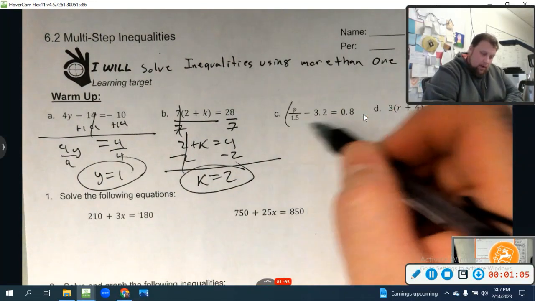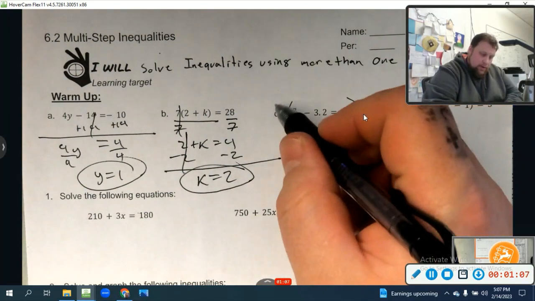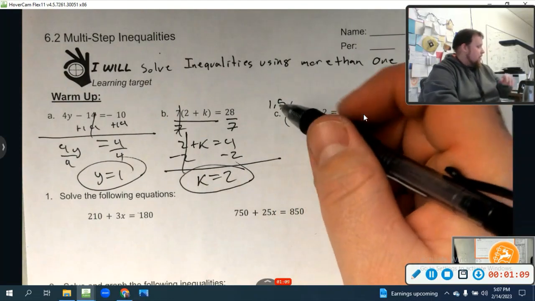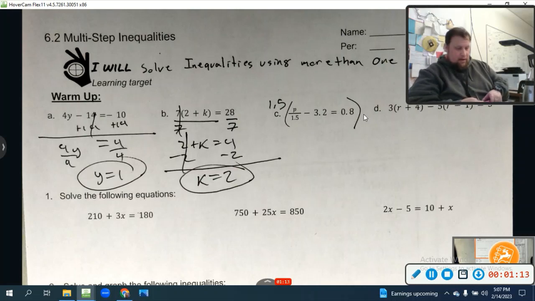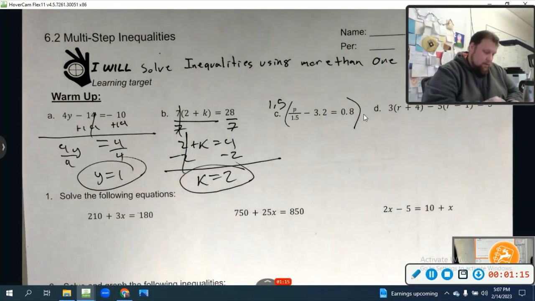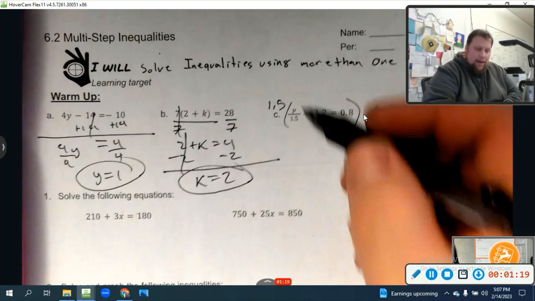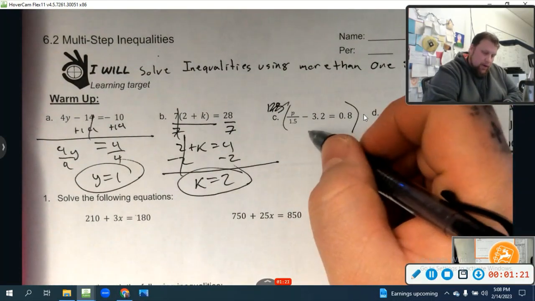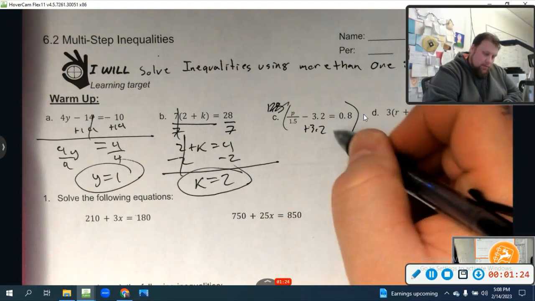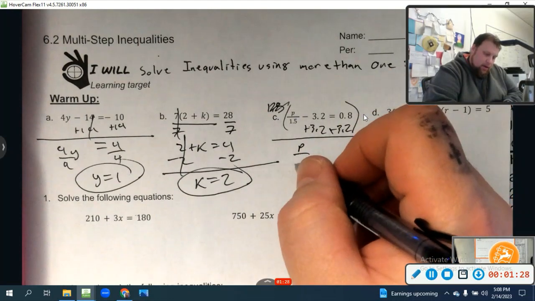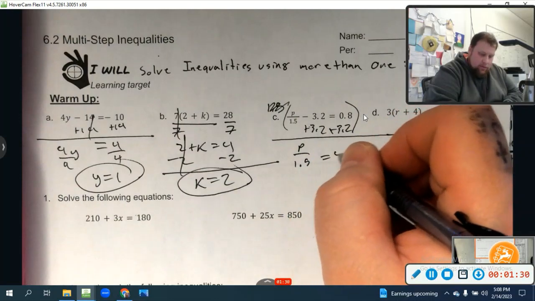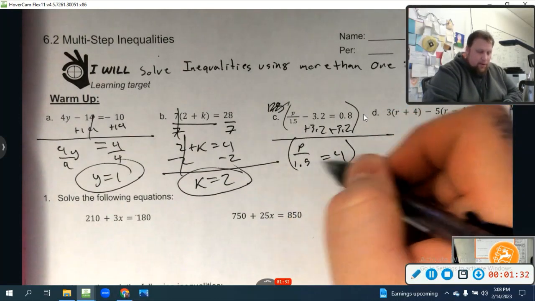Right here, I am going to just start by multiplying everything by 1.5. And I'm going to break out a calculator because I don't feel like not. So I'm going to have, you know what, I take that back. It's going to work out nicer if I do this. Plus 3.2, plus 3.2. Look at that. I get p over 1.5 equals 4. That's nicer to multiply by 1.5.